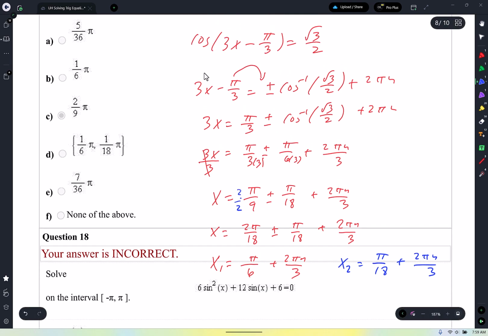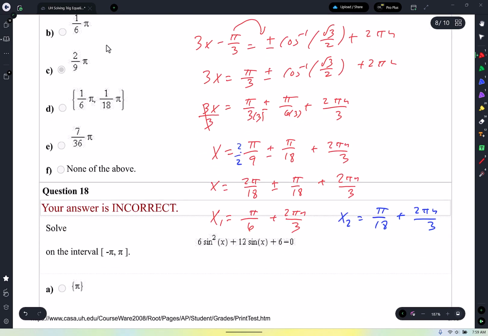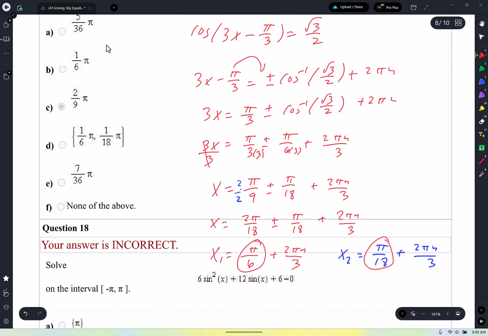All right, so here are my answers. What's my domain here? Between 0 and pi over 2. So one answer is pi over 6, and the other is pi over 18. And if I add 2/3, well, 2/3 is bigger than half, so you can't. So that's it. So pi over 6 and pi over 18.